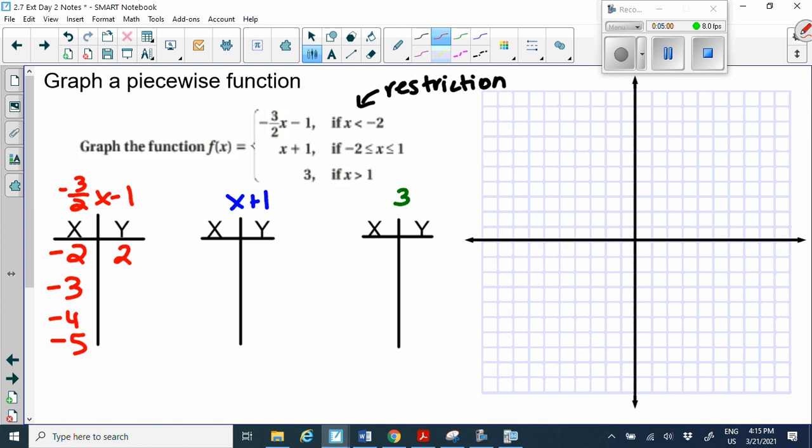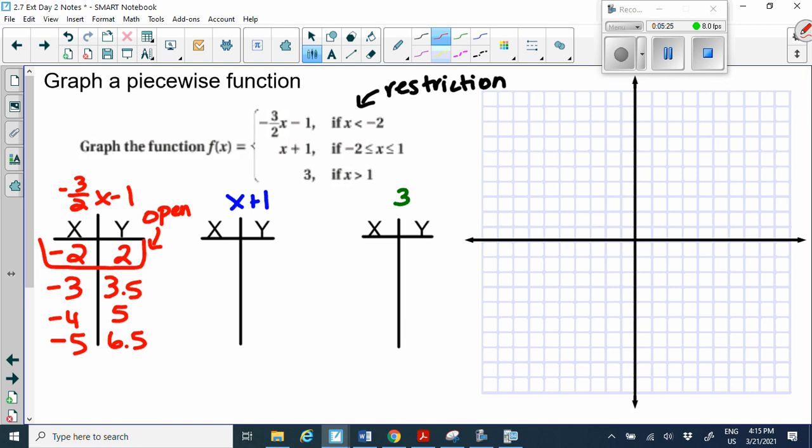I get 2, then 3.5, 5, then 6.5. Okay? Now from there, my starting point, which is going to be negative 2, 2, I need to determine if that's going to be open or closed. When we look at the inequality, there's no equal bar, so it is going to be open. But the rest of the points are going to be closed like normal.